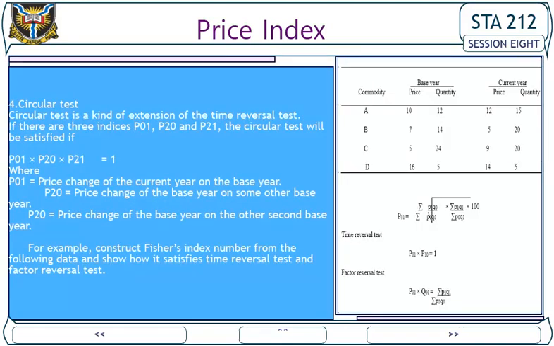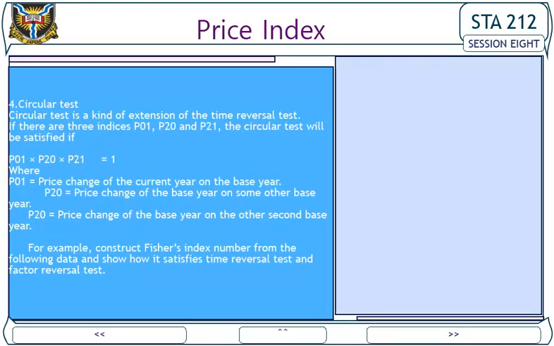4. Circular test. Circular test is a kind of extension of the time reversal test. If there are three indices P01, P20, and P21, the circular test will be satisfied if P01 times P20 times P21 is equal to 1, where P01 is equal to price change of the current year on the base year, P20 is equal to price change of the base year on some other base year, and P21 is equal to price change of the base year on the second other base year.